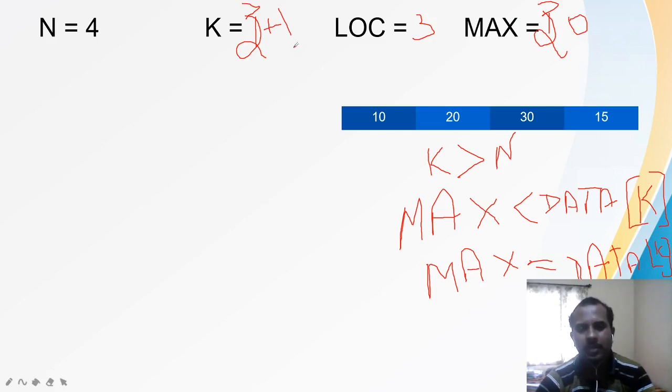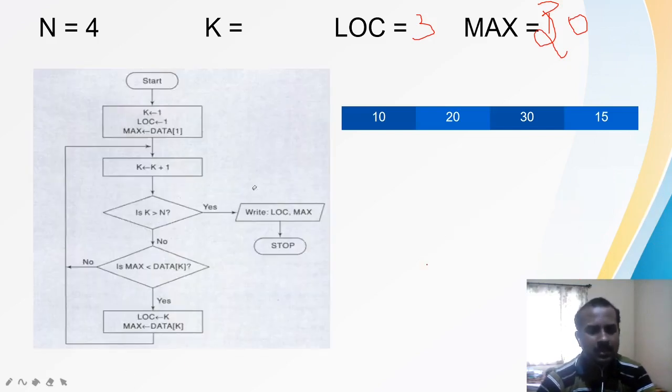Next I am again going to increment the k value. Now k becomes 5. Whether 5 is greater than n? Yes, 5 is greater than 4. So come out of the loop, then print the location of the maximum element, that is 30. So this is the algorithm.